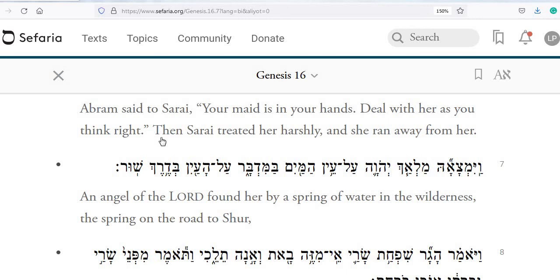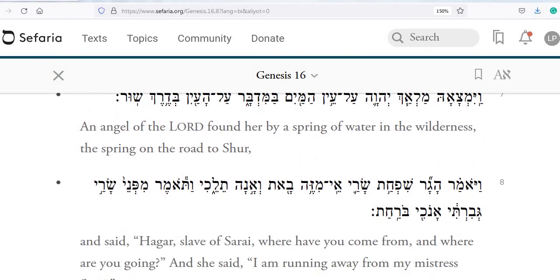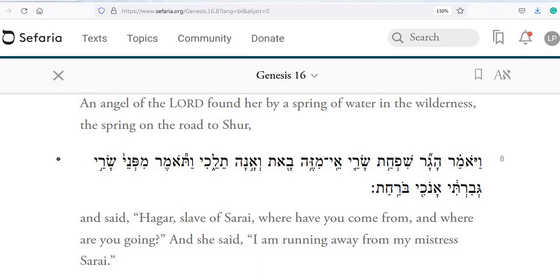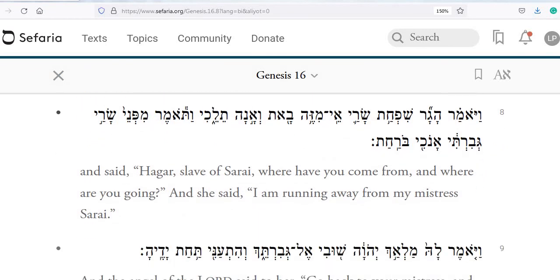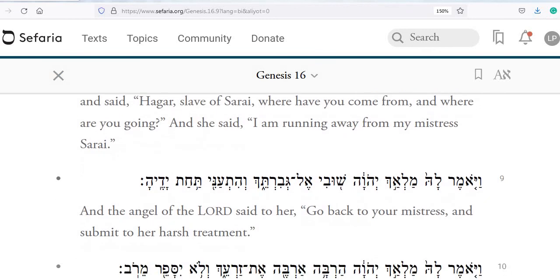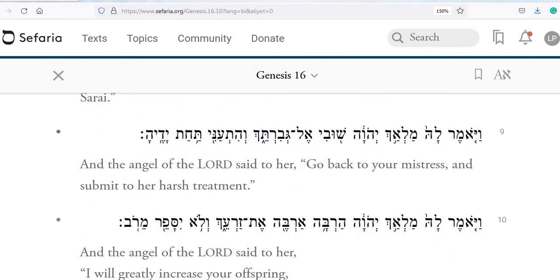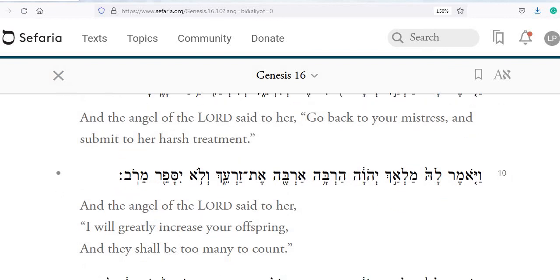So what is Genesis 16:10, 11, and 12? Let's have a look. I'm going to go up to 16:6 just to give you some context. Notice Abram and Sarai, it's not Abraham and Sarah yet. Your maid is in your hands. Deal with her as you think right. Then Sarai treated her harshly, and she ran away from her. An angel of the Lord found her by a spring of water in the wilderness, the spring on the road to Shur, and said, Hagar, slave of Sarai, where have you come from and where are you going? And she said, I am running away from my mistress Sarai. And the angel of the Lord said to her, go back to your mistress and submit to her harsh treatment.